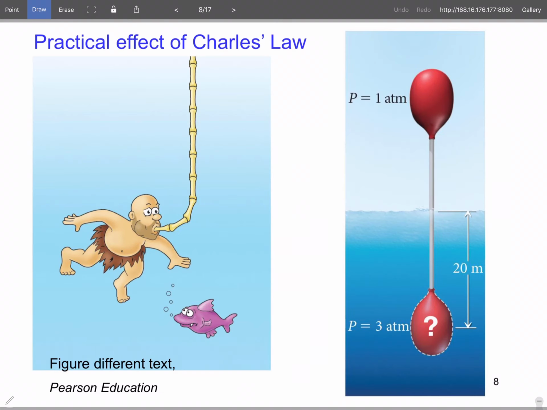And there we go. The practical effect of Charles's law, and I'm not going to lie, I really like this one because the little fish has fangs. Okay? But the other thing is this.